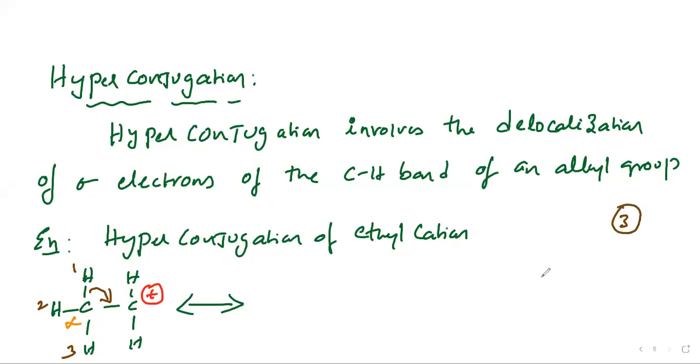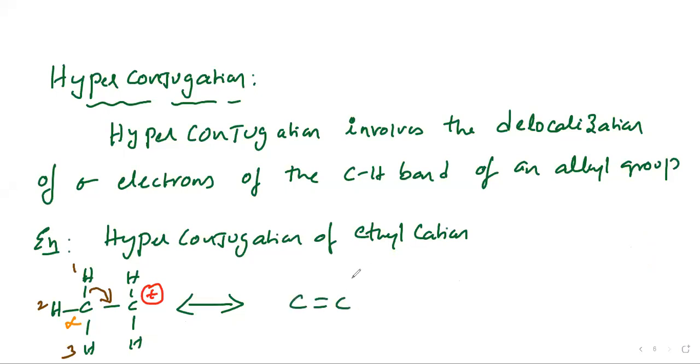Suppose if there are 5 alpha hydrogens, you are going to get 5 hyperconjugated structures. If there are 6 alpha hydrogens, you are going to get 6 hyperconjugated structures. Right now we have 3 alpha hydrogens, so we are going to get 3 hyperconjugated structures. Understood? Let us draw the 3 hyperconjugated structures.